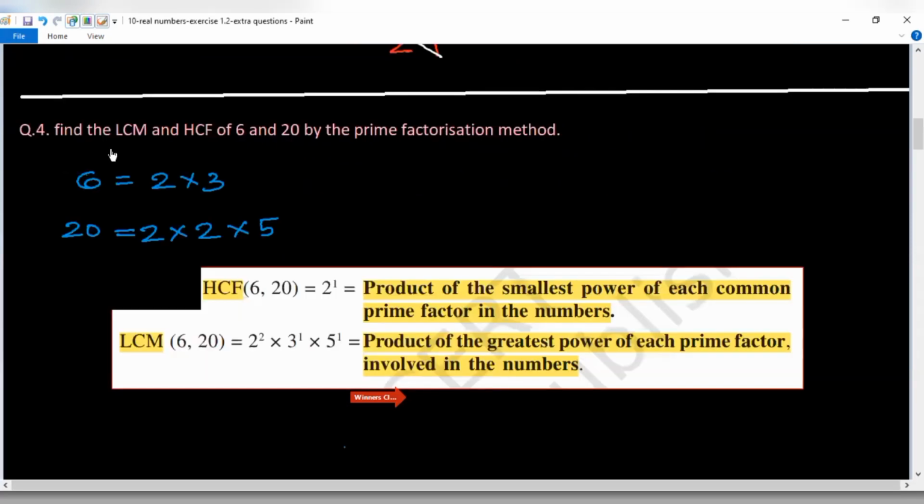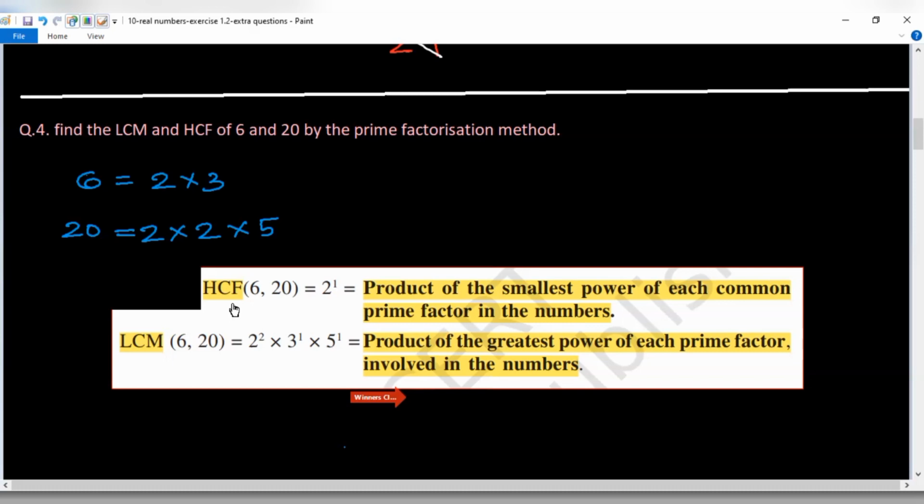This is our next question. Find the LCM and HCF of 6 and 20 by prime factorization method. Do you know what is 6? 6 is actually 2 into 3 prime factors, and 20 is actually 2 into 2 into 5. When we make it into prime factors, we get 2 into 2 into 5, which is the same as 20.